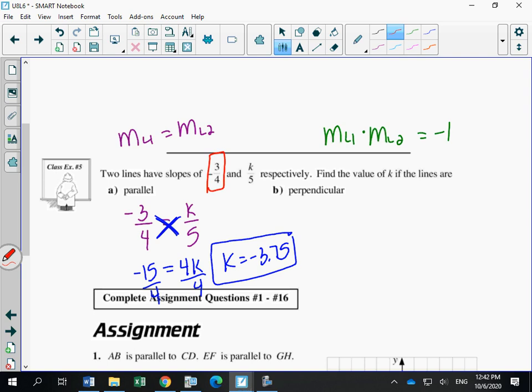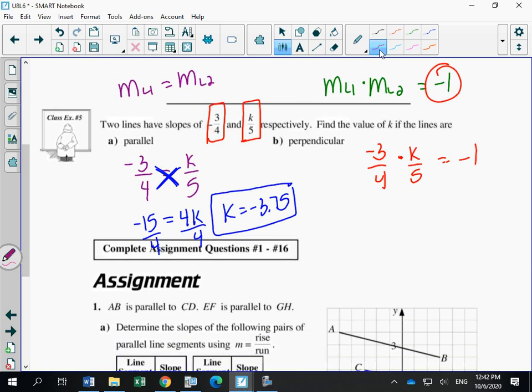So this guy, -3/4, times this guy, k/5, is equal to -1. Let's multiply these two fractions together and see what we get. So -3 times k is -3k. 4 times 5 is 20, and that is equal to -1. Let's just do the same thing we did in A. Let's write both as fractions, cross multiply, and solve. So I'm going to put this over 1, and I'm going to cross multiply. So -3k times 1 is -3k, and that's equal to -20.